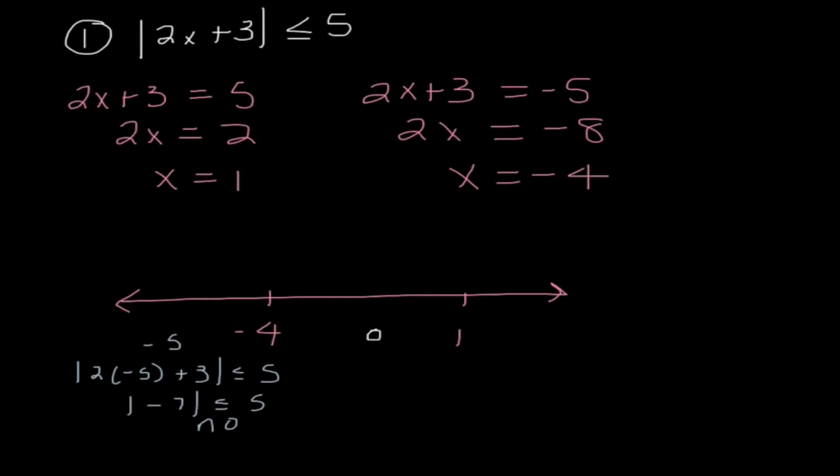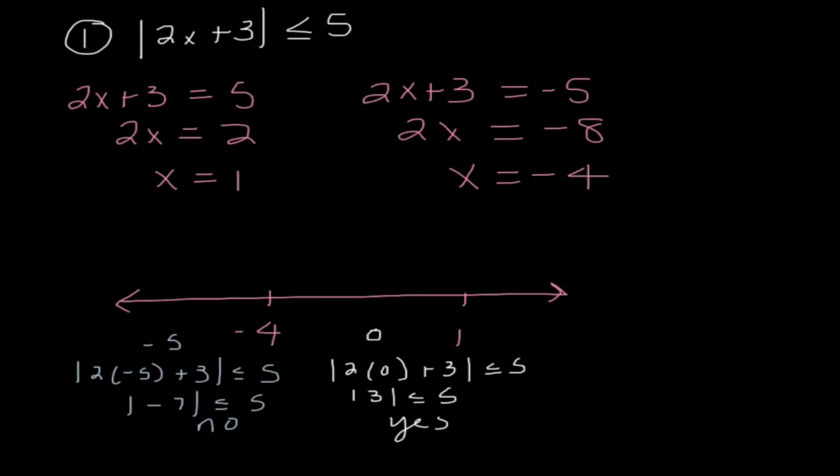To the middle, I'm going to try 0. 0 is always the easiest number to substitute in whenever possible. So I'm going to do the absolute value of 2 times 0 plus 3 is less than or equal to 5. So I get, is the absolute value of 3 less than or equal to 5? And that is a yes. So I know that I'm shading in the middle.